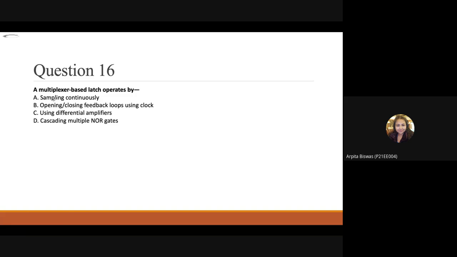A multiplexer based latch operates by sampling continuously, opening or closing feedback loops using clock, option C is using differential amplifiers, and option D is cascading multiple NOR gates. A multiplexer based latch operates by... Using differential amplifier? No. No. Okay.